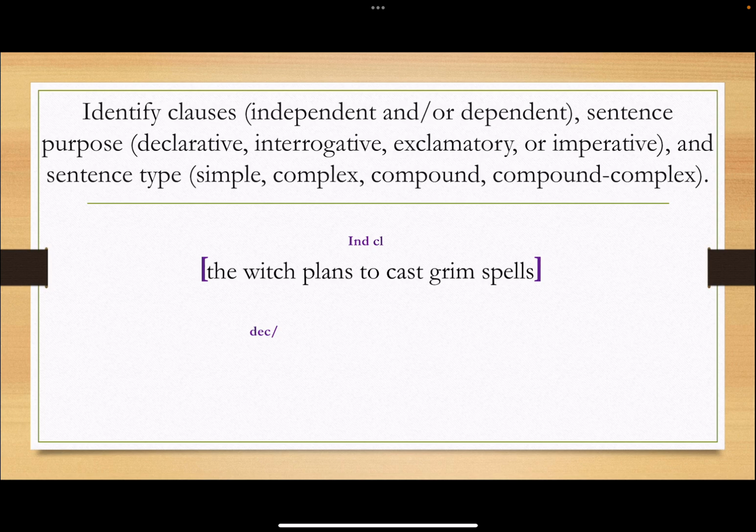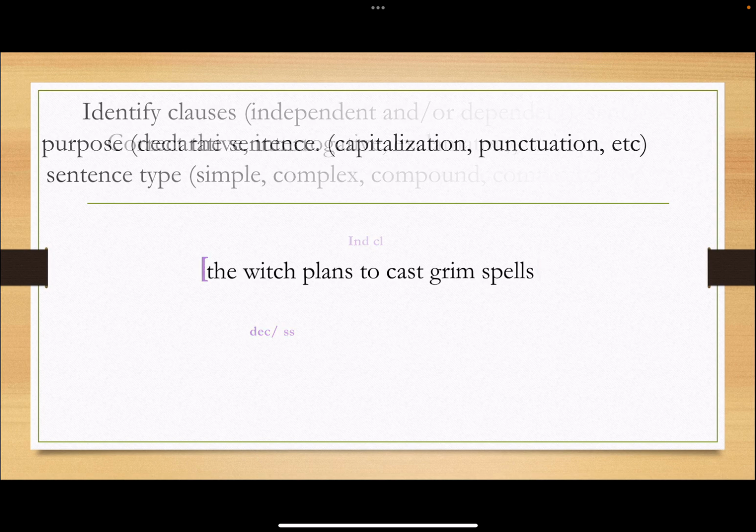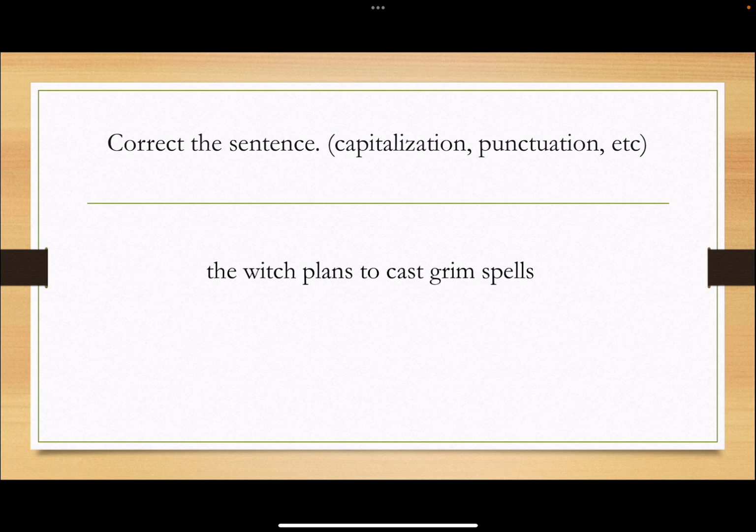So when we're looking for our clauses, we're going to look at whether the statement can stand alone or if it needs extra phrases to make it a complete sentence. In order for something to be a complete sentence, it needs to have a subject and it needs to have a predicate. The purpose of this sentence is declarative because it is simply making a statement.